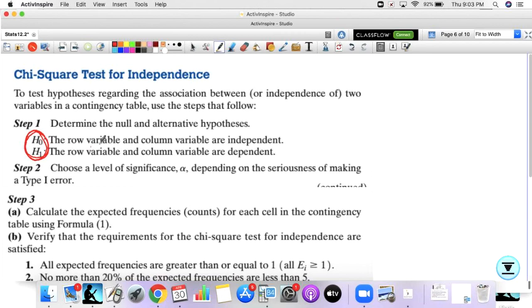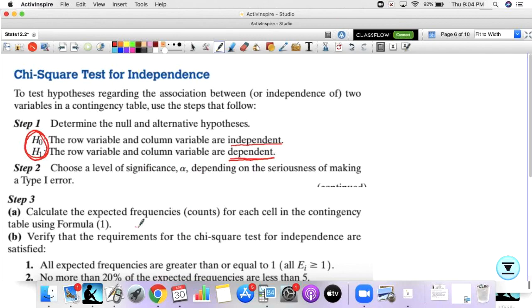So you'll say whatever the row variable is, whatever the column variable is, and the null is that they are independent. It is this case every single time. Your alternative is going to be that the row variable and the column variable are dependent on each other. Okay, that's why we're testing for independence, because we're testing the null. That's what we assume to be true until we have enough evidence to say, nope, we have enough evidence to say they do depend on each other. You folks aren't going to be choosing a level of significance. They'll be given to you.